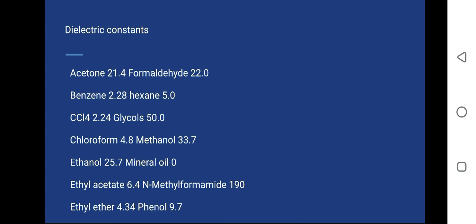Here are a few dielectric constants of liquids: acetone 21.4, formaldehyde 22, benzene 2.28, hexane 5, carbon tetrachloride 2.24, glycol 50, chloroform 4.8, methanol 33.7, and others are given on the slide.